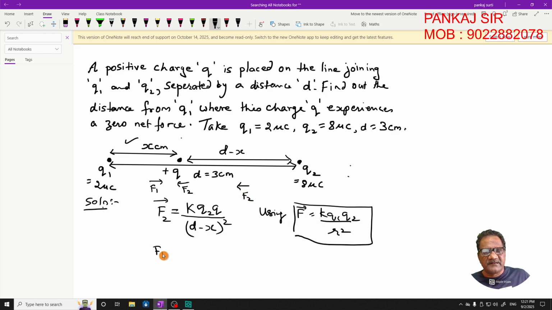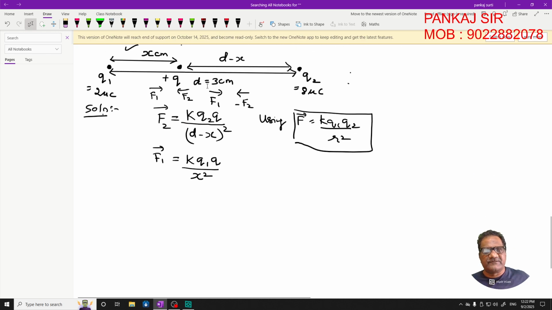Now, in the same way, F1 is acting between Q and Q1. That F1 will be again given by the same formula: K times Q1 multiplied by Q divided by the distance between Q1 and Q squared. F1 will also be a force of repulsion. Can you see these two forces? They are in opposite directions, right? Only the force acting in the left hand side direction is F1.